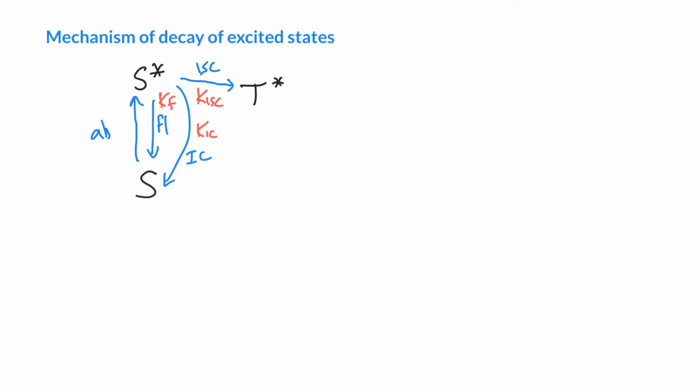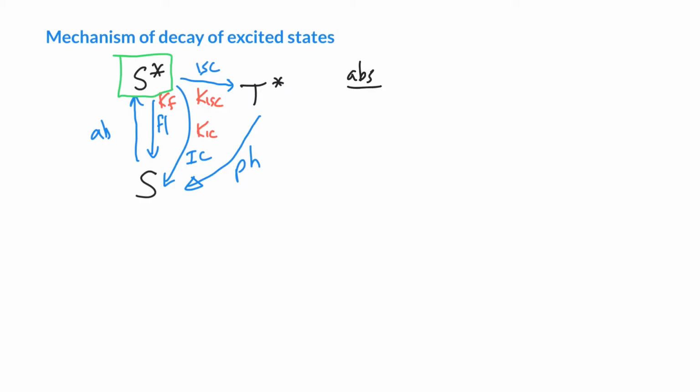And I don't think we really need this, but you can also go, of course, from that triplet state back to the ground state through a process called phosphorescence. But we're going to focus our attention on the decay of this singlet excited state. So we really don't have to worry about this last transition here, since it doesn't directly affect the loss of S star. We can go ahead and write rate laws for all these processes.